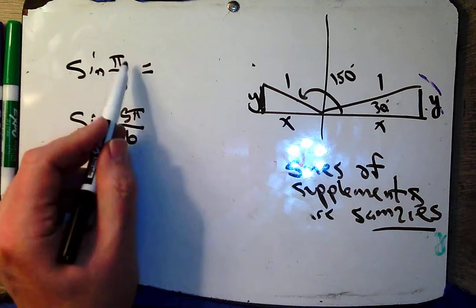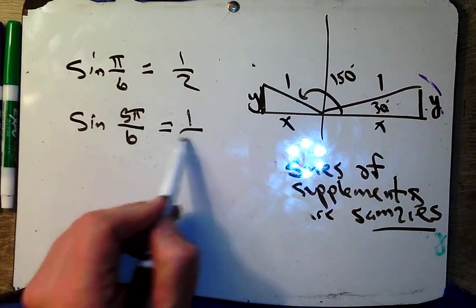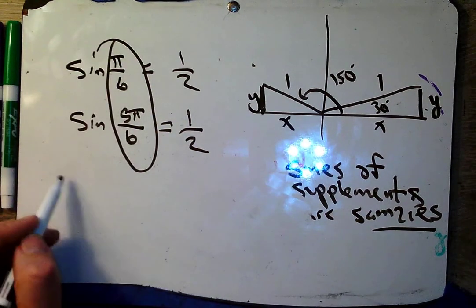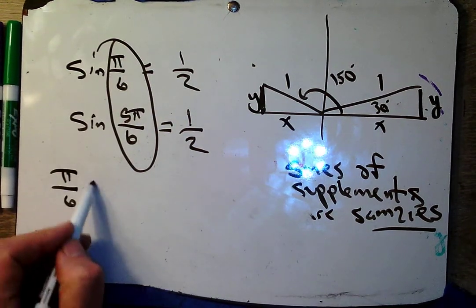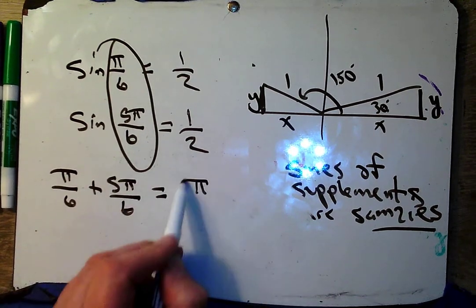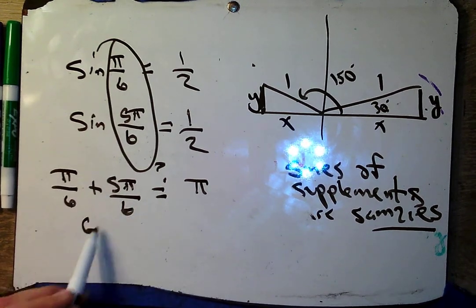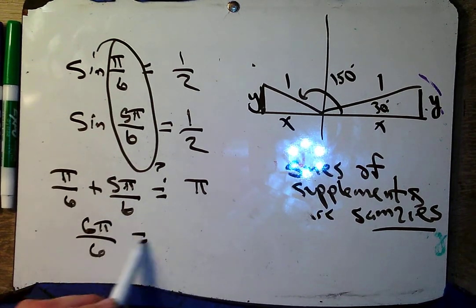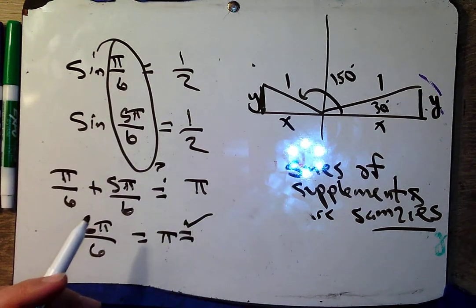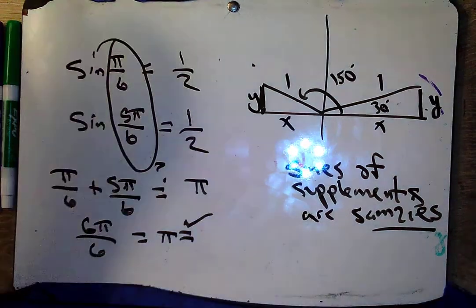Well, no, because the sine of pi over 6 is 1/2, and the sine of 5 pi over 6 is 1/2. And are these supplements? Remember, an angle and its supplement should add up to be pi. Do they? Pi over 6 plus 5 pi over 6 is 6 pi over 6, or pi. So, yeah, these are supplements as well. And so, again, the sines of supplements are samesies.